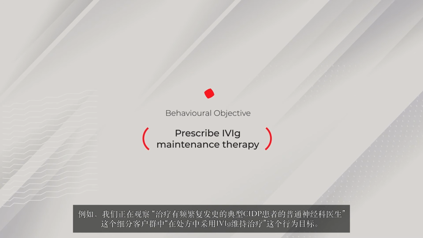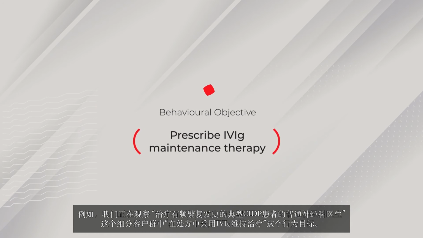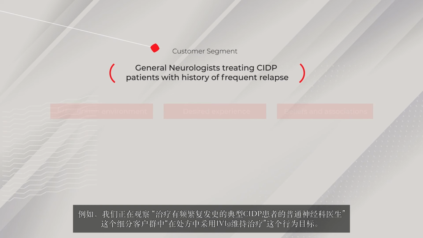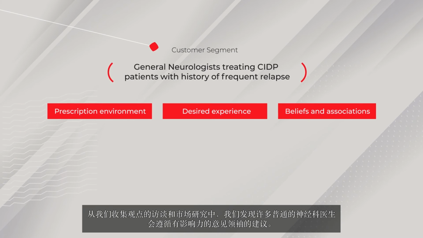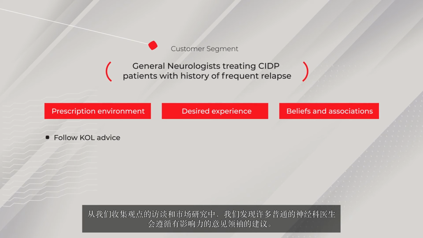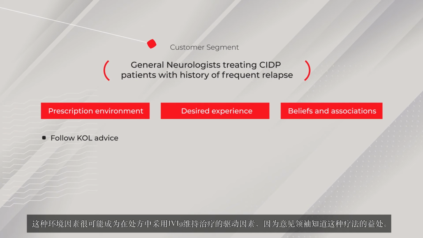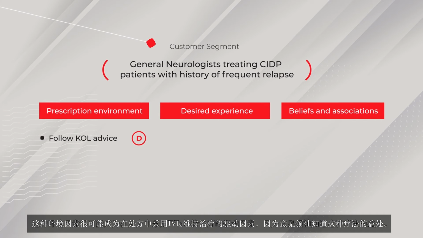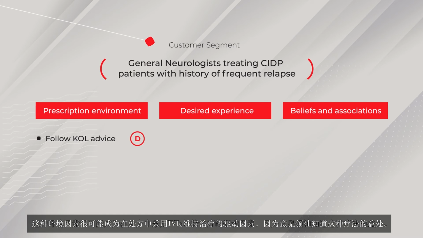Let's say, for example, we're looking at the behavioral objective of prescribing IVIG maintenance therapy. In the customer segment, general neurologists treating typical CIDP patients with a history of frequent relapse. From our insight-gathering interviews and market research, we have discovered that many general neurologists will follow the advice of an influential opinion leader. This environmental factor would most likely act as a driver to prescribing IVIG as maintenance therapy, since opinion leaders are aware of the benefits of this therapy.